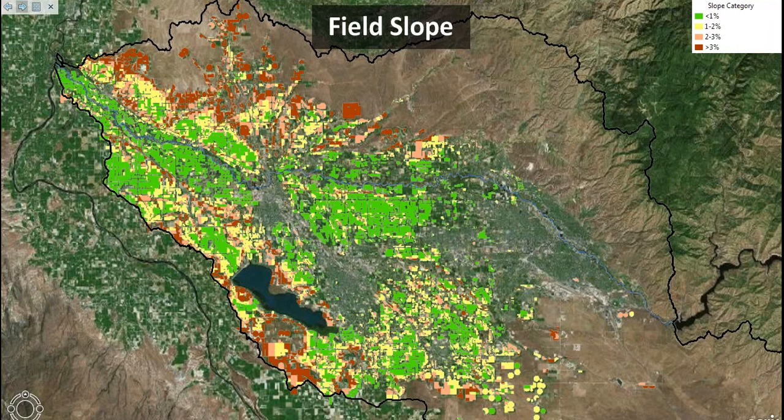So the first one is the field slope. Steeper slopes are more likely to be highly erodible fields.